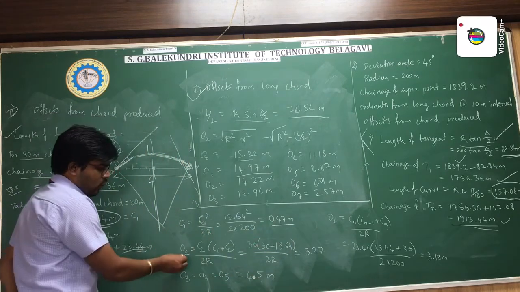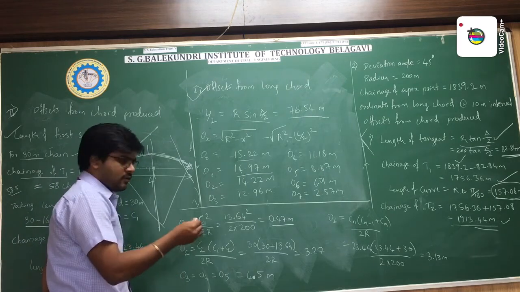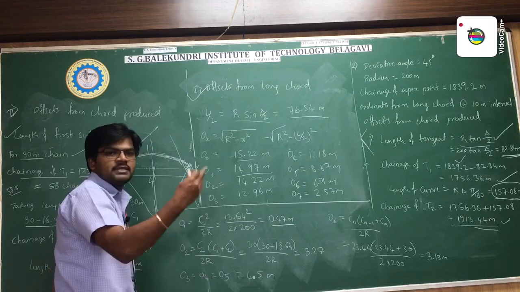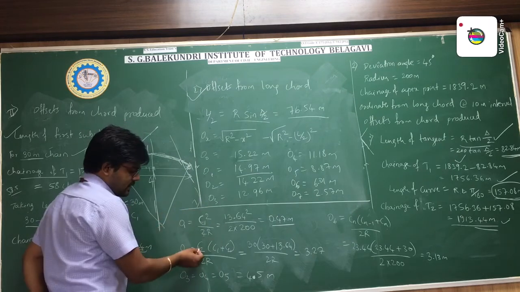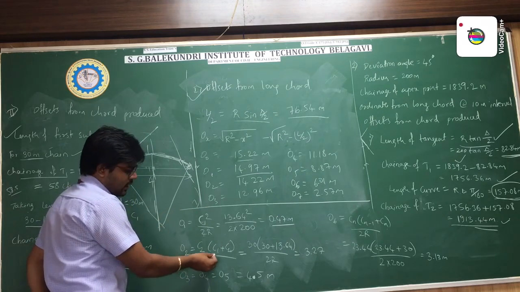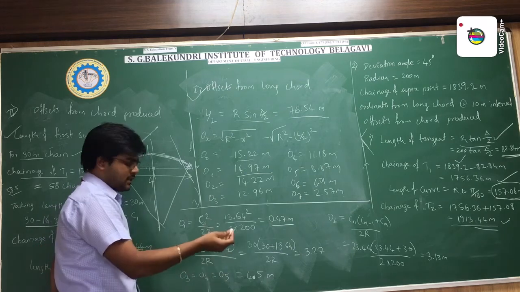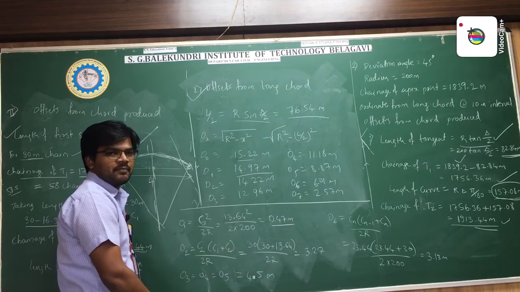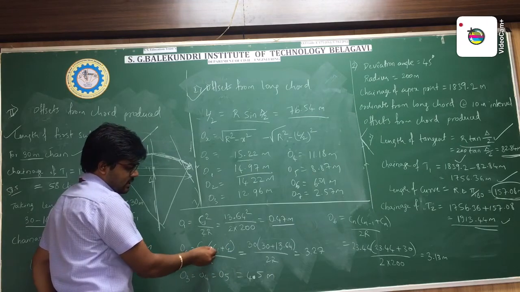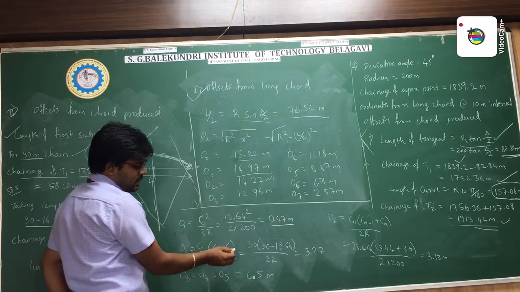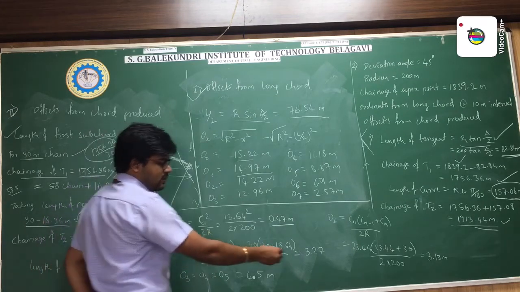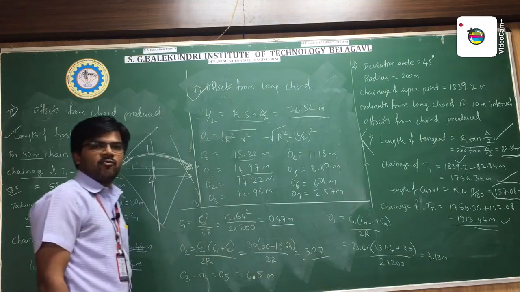Like that, O2. The formula for O2 is C2 divided by 2R into initial plus next one. That is C2 divided by 2R, where initial is C1 plus next C2. Initial is 13.64, next is 30. So 30 into (30 plus 13.64) divided by 2 into R. Substituting the values, you will get the next ordinate.